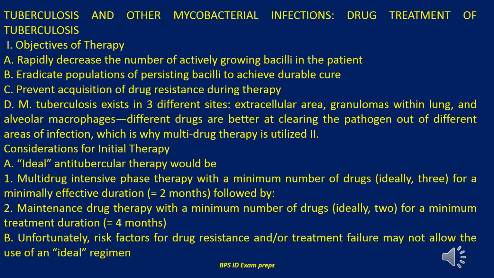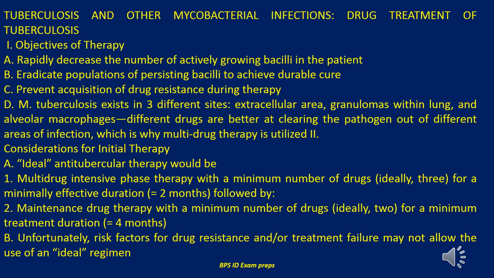Let's now look at objectives of therapy. They include, to: A. rapidly decrease the number of actively growing bacilli in the patient, B. eradicate populations of persisting bacilli to achieve durable cure, C. prevent acquisition of drug resistance during therapy. D. Mycobacterium tuberculosis exists in 3 different sites, namely extracellular area, granulomas within lung, and alveolar macrophages. Different drugs are better at clearing the pathogen out of different areas of infection, which is why multi-drug therapy is utilized.